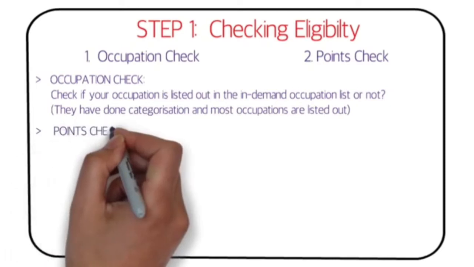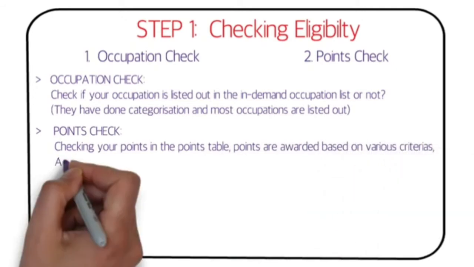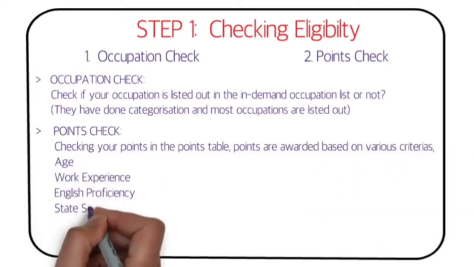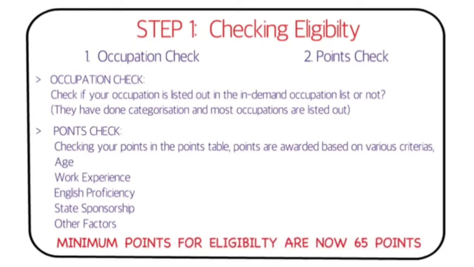The second is points check. Now you have to check your points in the points table. Points are awarded based on various criteria like age, your work experience, your English proficiency, the state sponsorship, or other factors as well. So you have to calculate your points. Let me tell you that the minimum points for eligibility is now 65 points. When you count your points, you have to check if you reach the 65 points criteria or not.